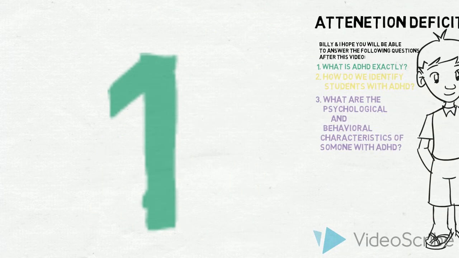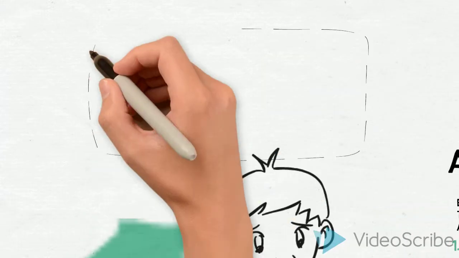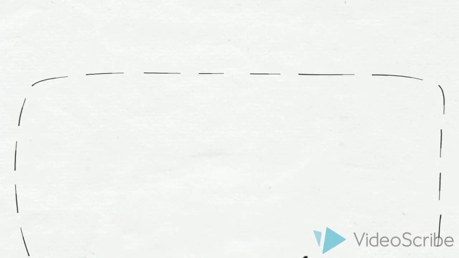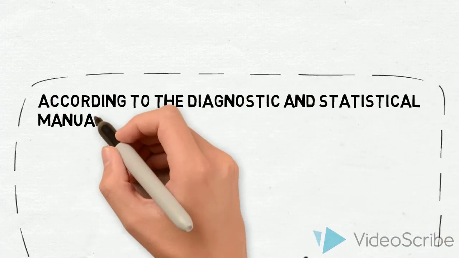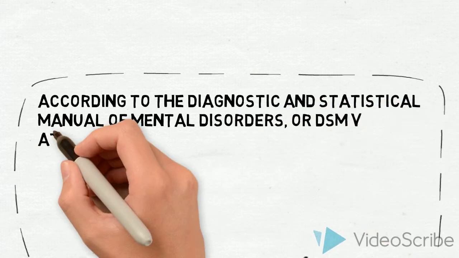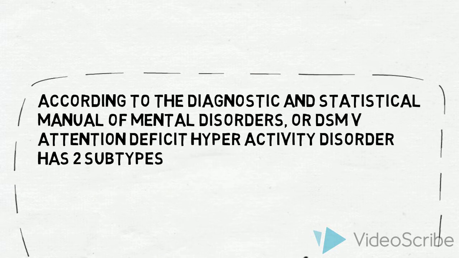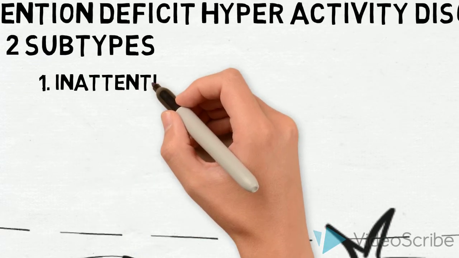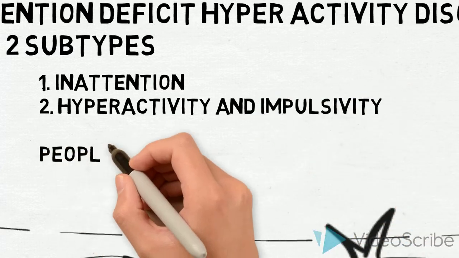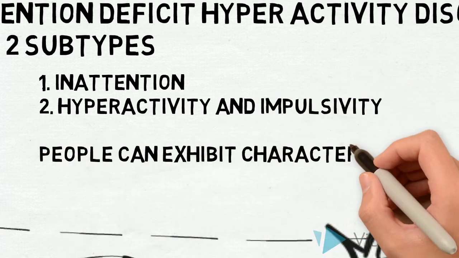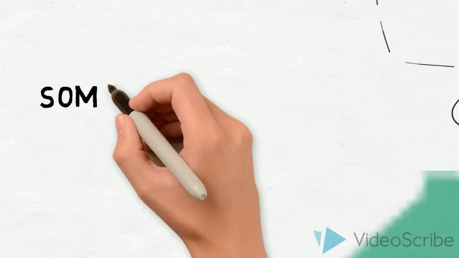So let's move on to our first question. What is ADHD exactly? The DSM-5, which is also known as the Diagnostic and Statistical Manual of Mental Disorders, lists attention deficit hyperactivity disorder with two subtypes. The first is inattention, and the second is hyperactivity and impulsivity. People can exhibit characteristics of one or the other, or even both.